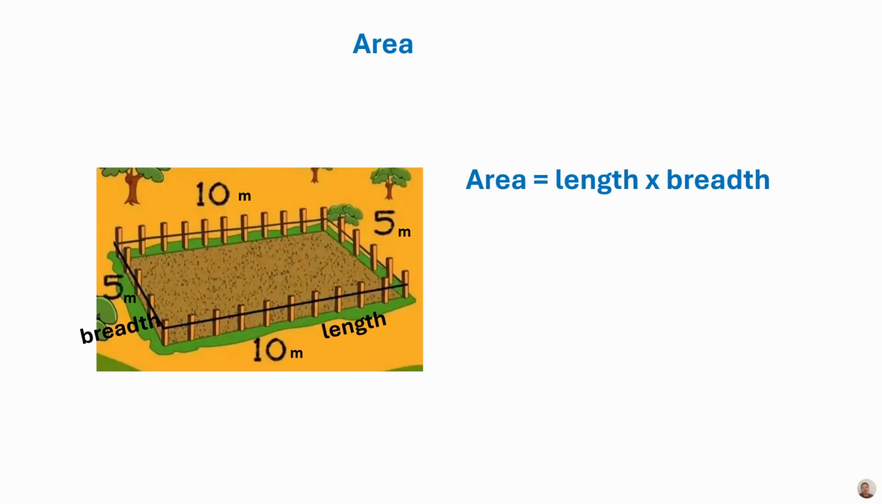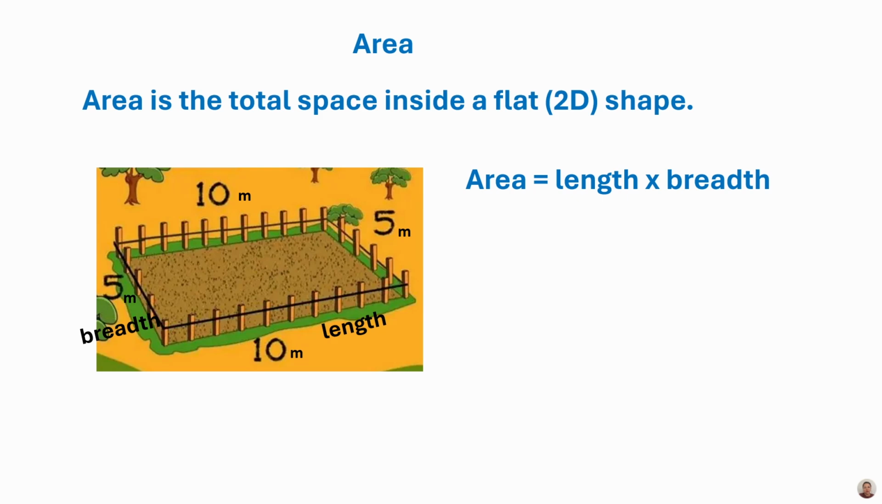Now we're going to move on to area. Now, area is totally different from perimeter. In perimeter, we walked around the boundary and we added all the sides, but we can't do that for area. So area is the space inside of the shape. It's of a 2D flat shape. It's the total space inside. It's basically all the sand inside the shape here.